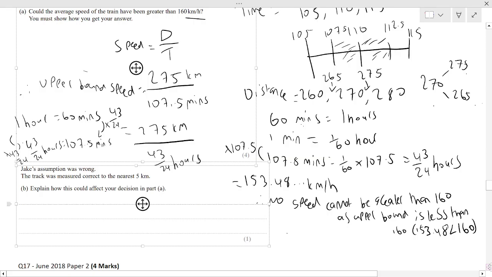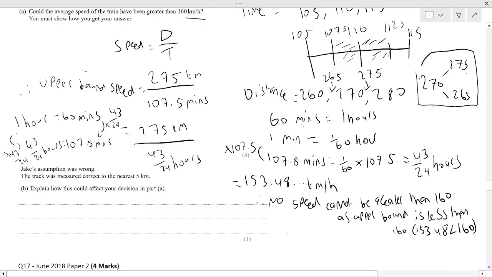Well, how could it affect the decision? Well, that's going to affect our bounds for D, isn't it? So remember, our bounds for D is between 265 and 275. If it's now to the nearest 5, the bounds will then look like 267.5 to 272.5. You can check that if you want, because it's going up in every 5 now.